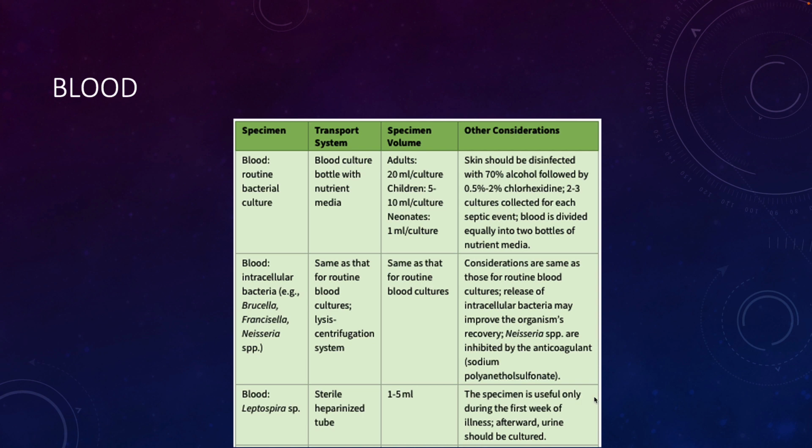For intracellular bacteria, considerations are the same. Depending on the specific organism, the type of culture that you end up plating may be a little bit different. And then, they give a very specific example. If you suspect a leptospira infection, blood is only useful during the first week of illness.